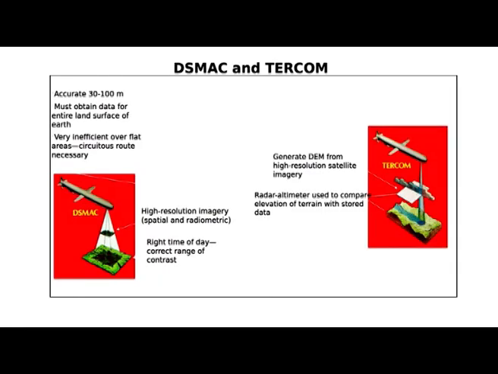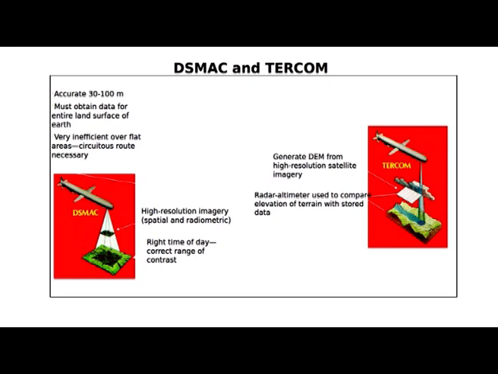And in the case of DSMAC, high resolution imagery is used, that is, spatial and radiometric resolution is very high in the imagery utilized for DSMAC, and the right time of the day, that is, the correct range of contrast, is taken. So, that is how DSMAC and TERCOM can be distinguished. In the case of TERCOM, a radar altimeter is used to compare the deviation of terrain with the stored data, that is, to check whether there is any change in the data.